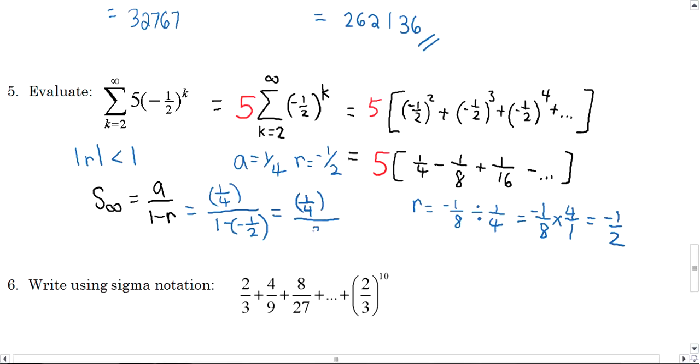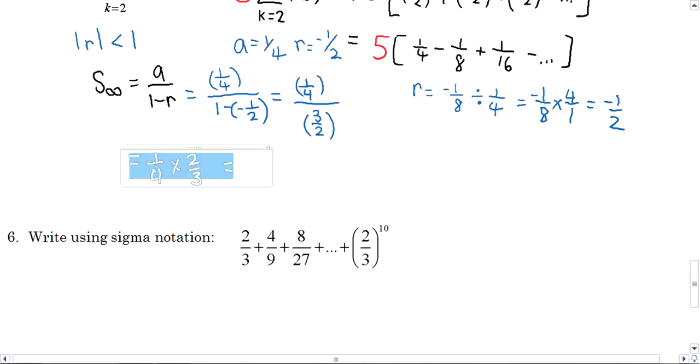And now it's just a matter of simplifying this. So let's do this the old-fashioned way without a calculator. Okay, so I've written it like this: 1 over 4 times the reciprocal of 3 over 2, which happens to be 2 over 3. There's some nice cancellation here. The 2 and the 4, you get 1 over 6.